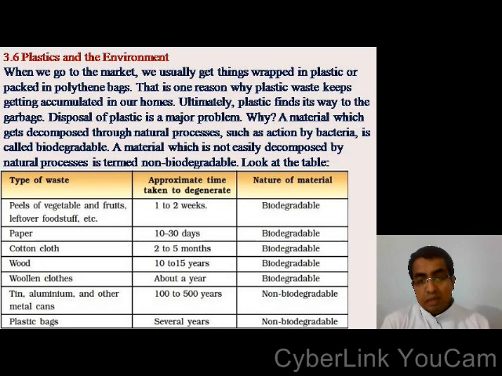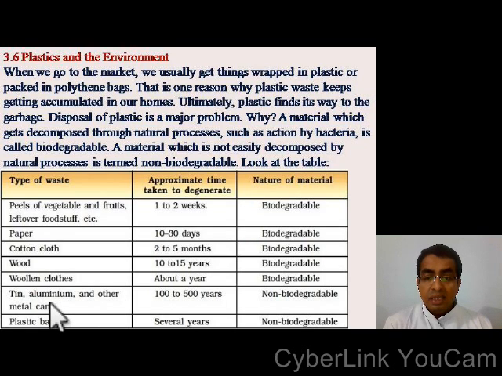Let us look at this table. Types of waste. You see, peels of vegetables and fruits, leftover foodstuff, etc. The approximate time taken to degenerate: 1 to 2 weeks. So it is a biodegradable waste. Then paper, 10 to 30 days. So it's also biodegradable. Cotton cloth, 2 to 5 months. This is also biodegradable. Wood, 10 to 15 years. That is also biodegradable. Woolen clothes, about a year. So that is also biodegradable.